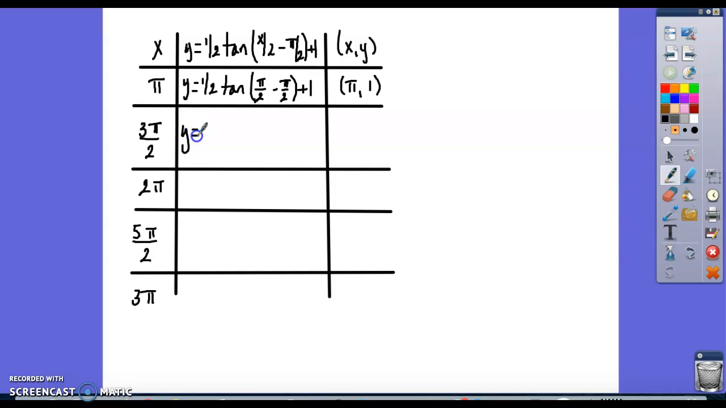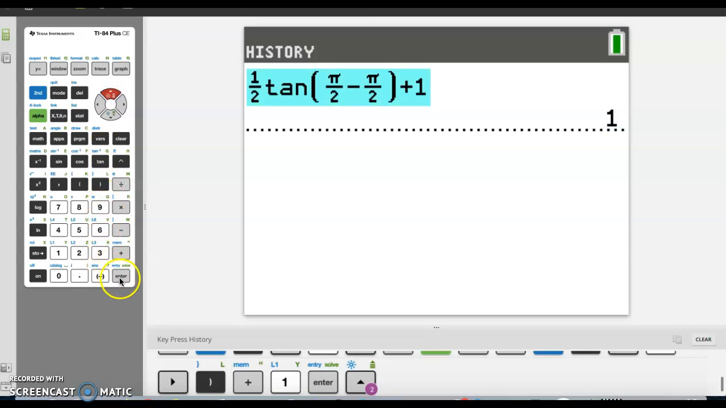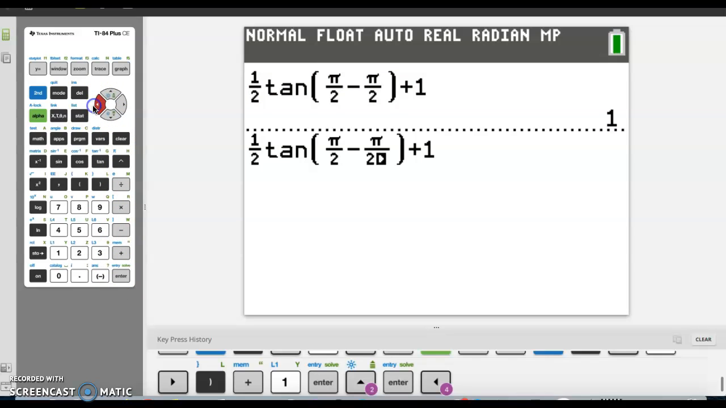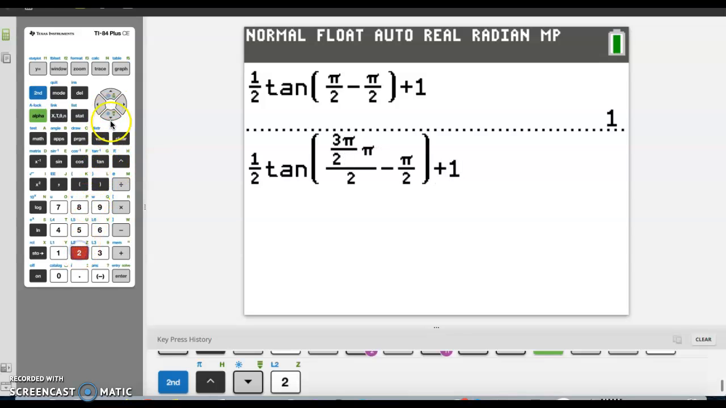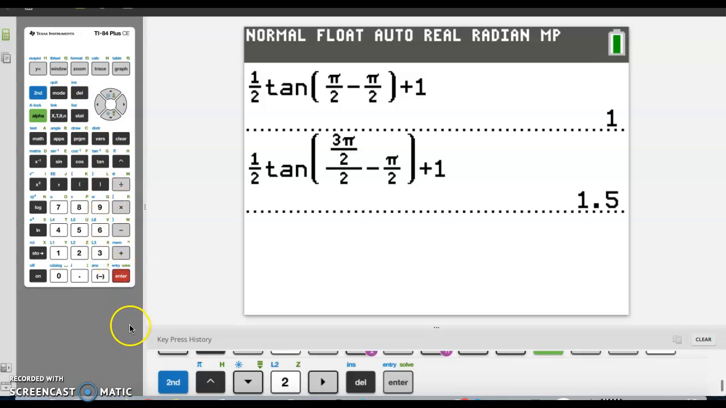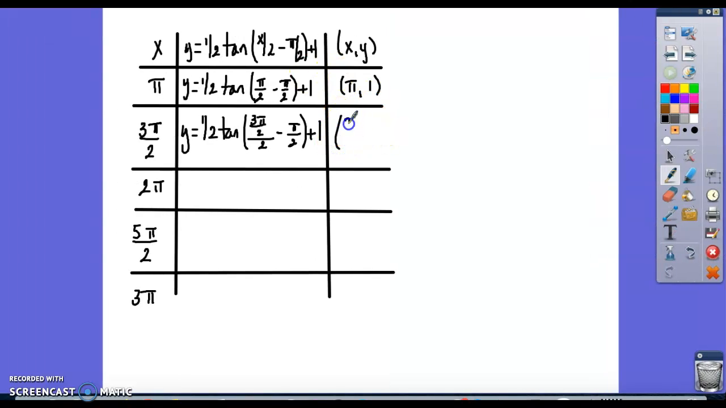Okay, I'm going to do one more. I'm not going to do all of these. So this would be y equals 1/2 tangent of 3 pi over 2 divided by 2 minus pi over 2 plus 1. Again, you can plug that in. I would probably just go up to this function and hit enter, and go back and edit this. I would put a fraction in there because that now needs to be 3 pi over 2. Okay, and I get 1.5, and again, you can put that in fraction form. So that's 3 halves, or 1.5, however you want to look at this. So at 3 pi over 2, I should be at 1.5.